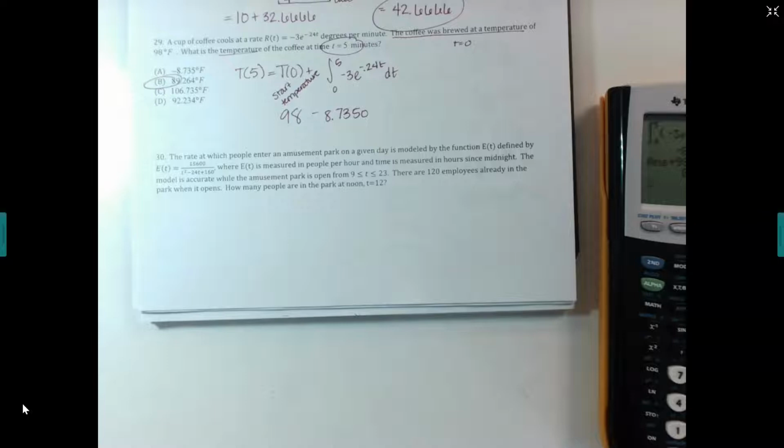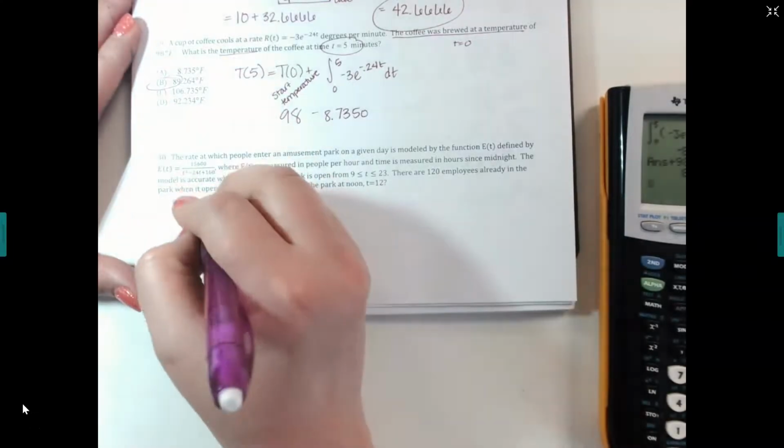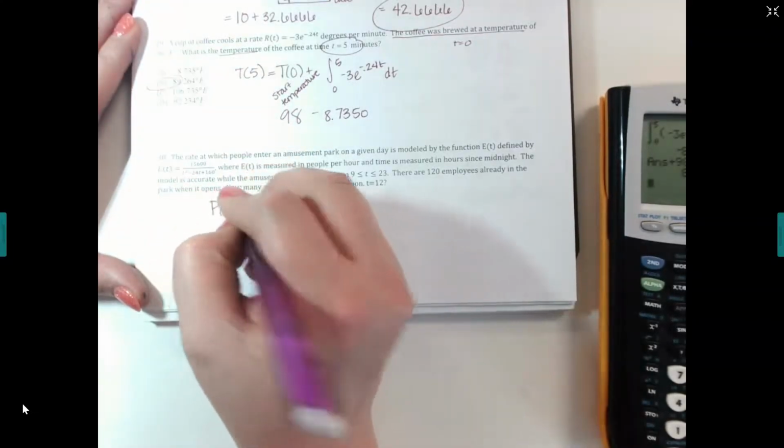Okay, so E of T is the rate people enter an amusement park in people per hour. The model is accurate when the park is open from 9 to 23. There are 120 people already in the park. How many people are in the park at noon? Okay, what is the time that I want to know the number of people? P of 12.